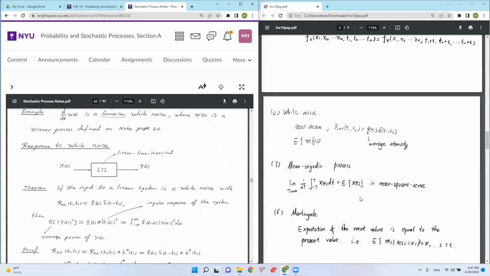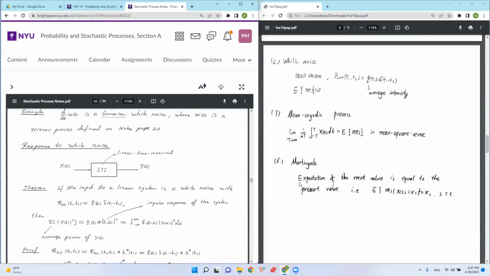And the next one, martingale, means the expectation of the next, or future, value is equal to the present value. So unlike the mean ergodic process, where every value revolves around the same mean, for a martingale the expectation of the next value is equal to the present value, which means the next one is dependent on the current one. So that's the difference between the mean ergodic process and the martingale. And the equation is written like this. And that's everything for this question.